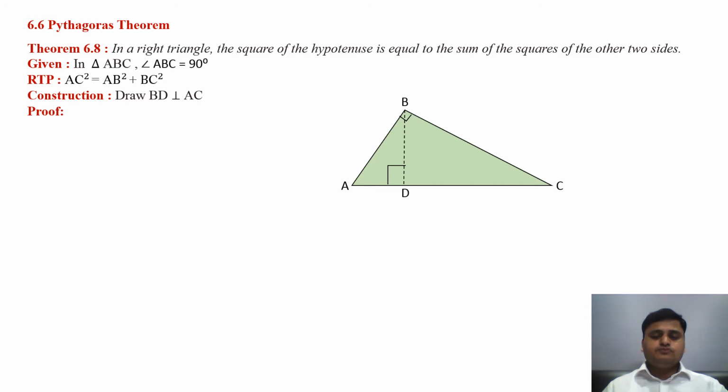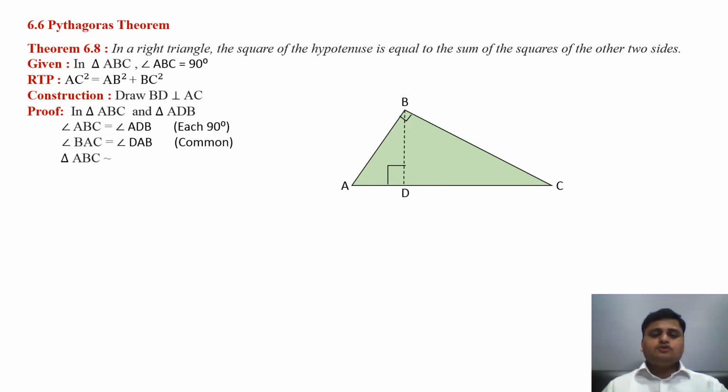Let's begin the proof. We will take two triangles. First of all, we will take triangle ABC, the bigger one, and triangle ADB. We are going to prove these two triangles similar. So angle ABC and angle ADB are each 90 degrees. This is the first case. Second, angle BAC is equal to angle DAB, common angle. So triangle ABC is similar to triangle ADB by angle similarity.